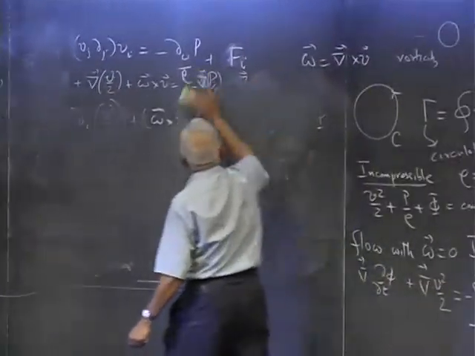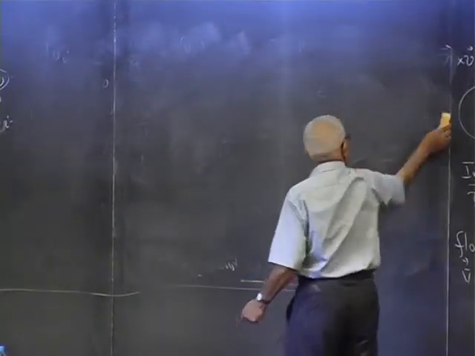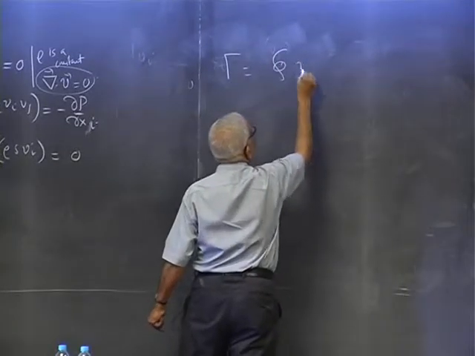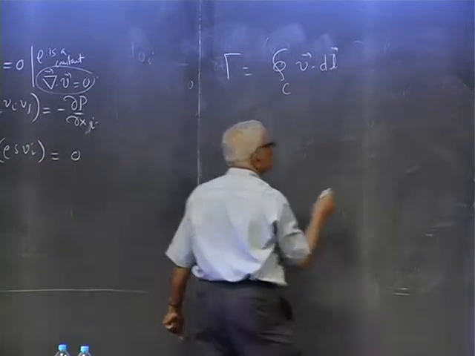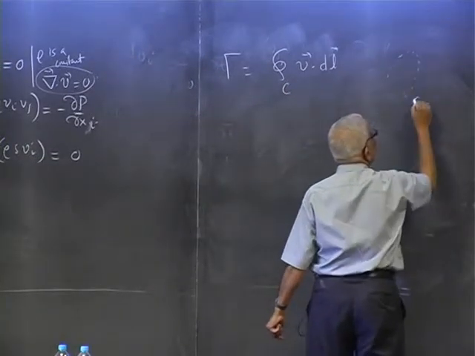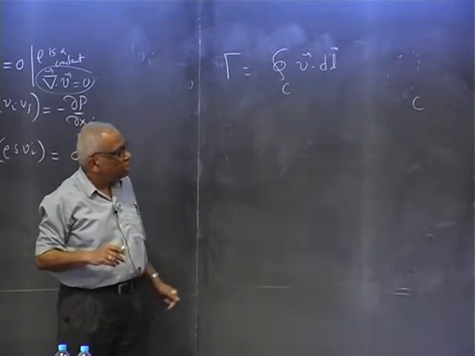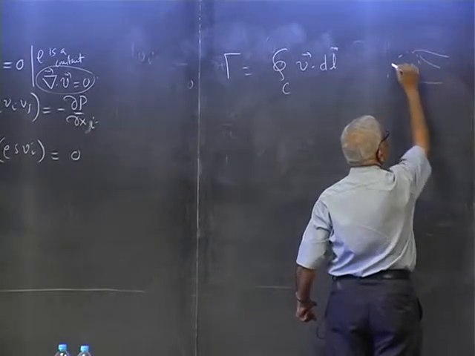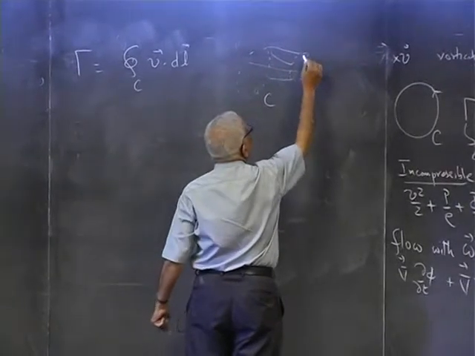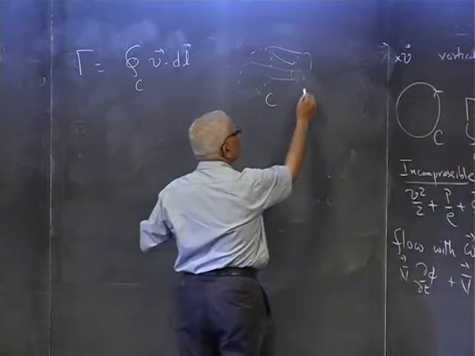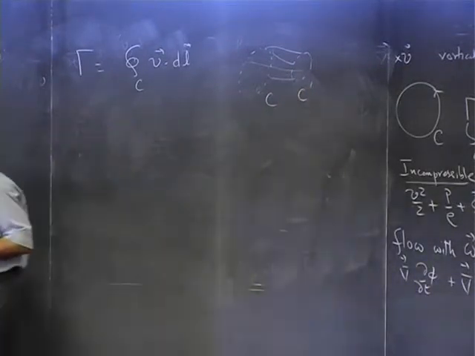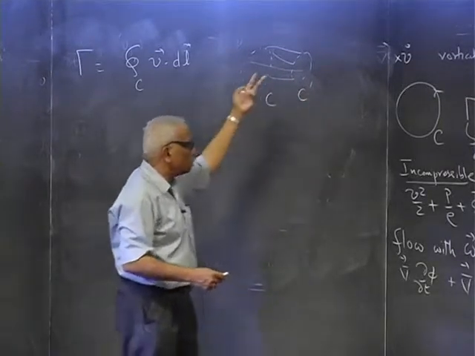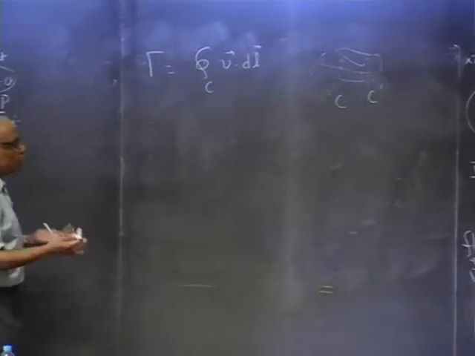So let's look at this question of circulation. I have a circulation along any closed contour, which is the integral of V dot dl over C. This contour is actually made up of fluid particles. As time goes on, this chap will go here, this chap will go here, and so on, and after some time the contour C will become a contour C prime. Then I would have to integrate the corresponding V over that contour C prime. Do I have the same number?